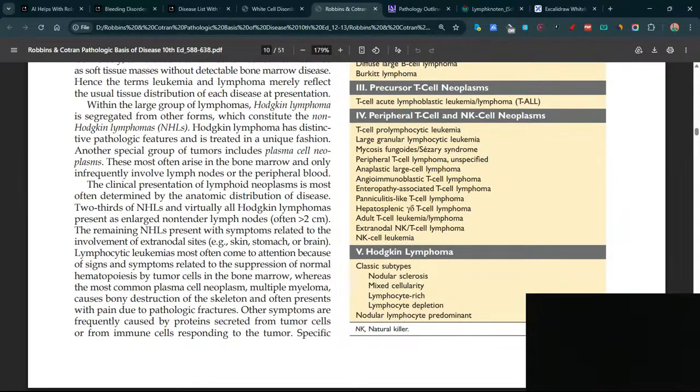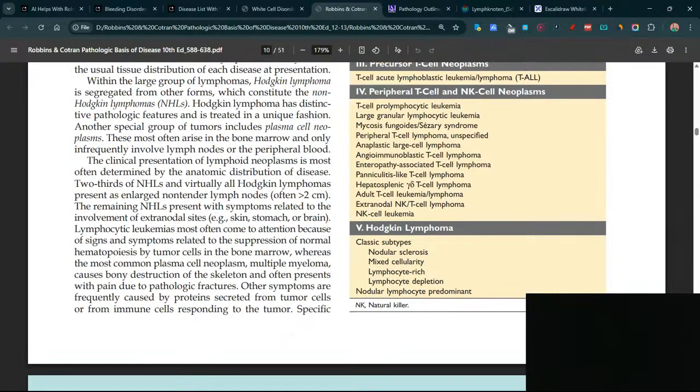Two-thirds of NHL and virtually all Hodgkin lymphoma present as enlarged, non-tender lymph nodes, often greater than 2 centimeters. The remaining present with symptoms related to involvement of extranodal sites like skin, stomach, or brain.